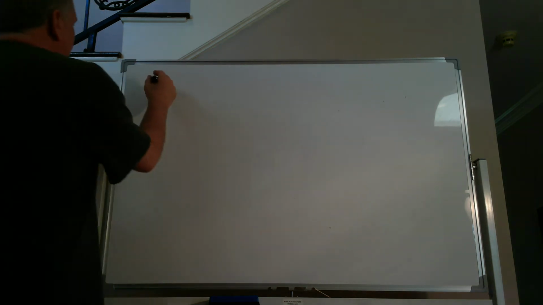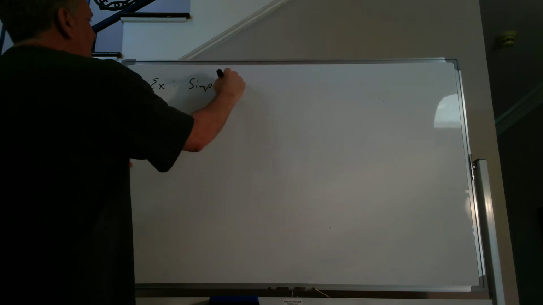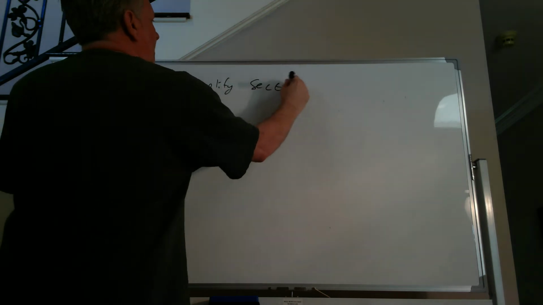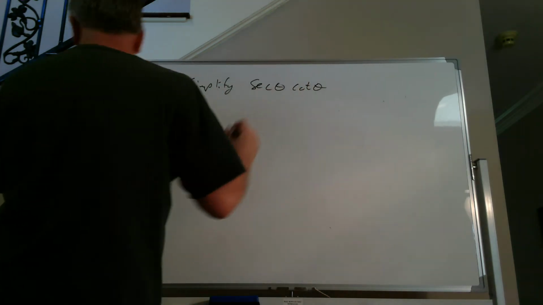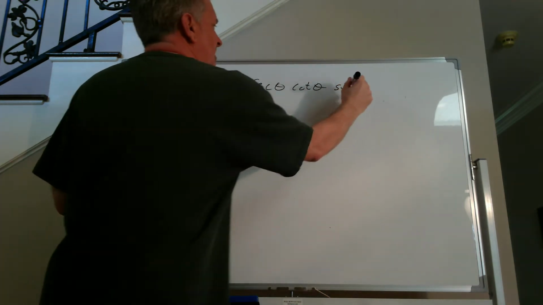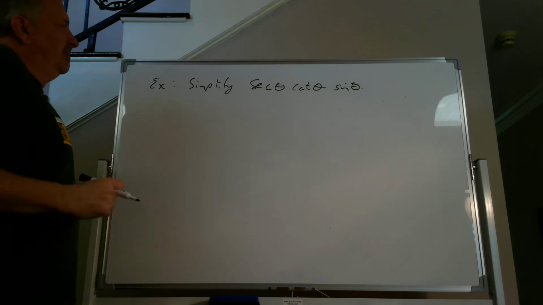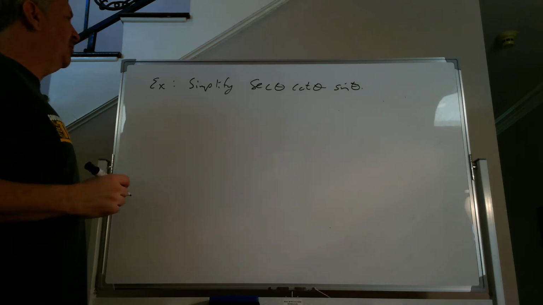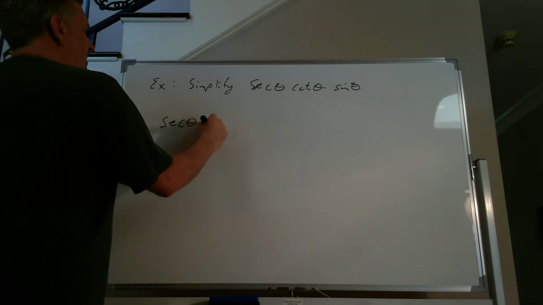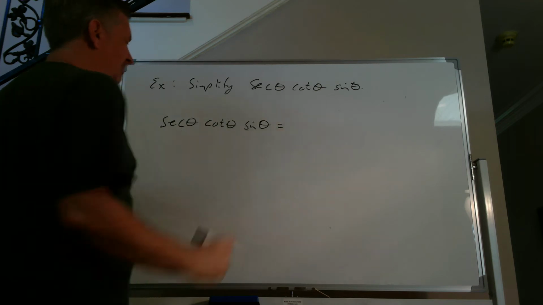Okay, so as an example, the next example says simplify the expression secant theta, cotangent theta, sine theta. Now simplify is kind of a subjective term, but we're just going to go with our gut here. So we want to simplify. Well, let me write down the problem here. Secant theta, cotangent theta, sine theta equals.